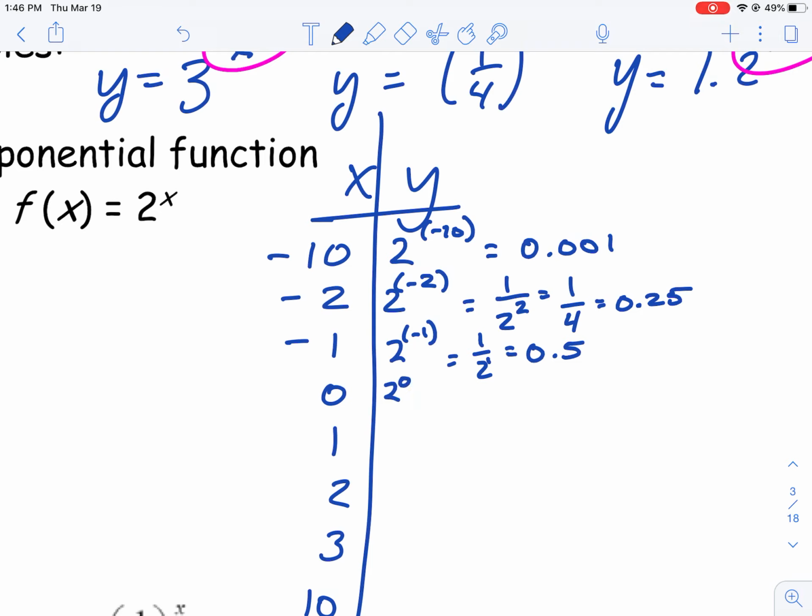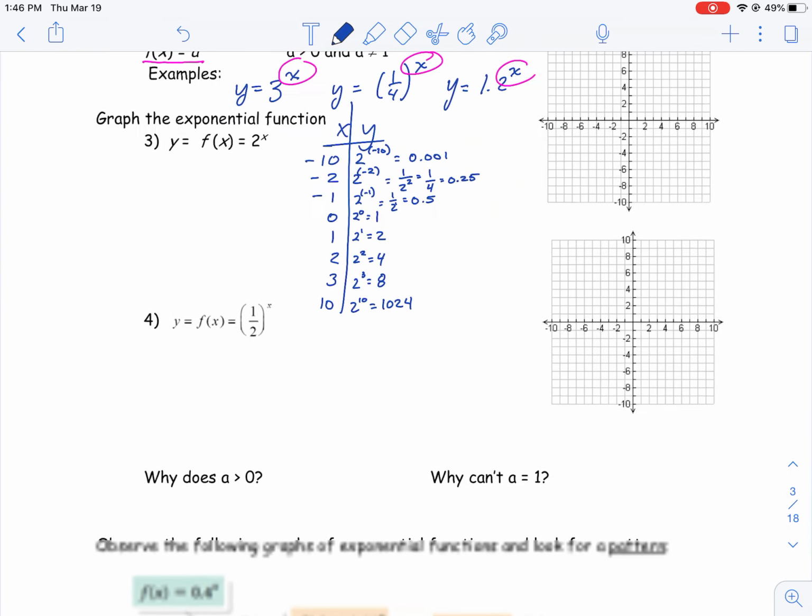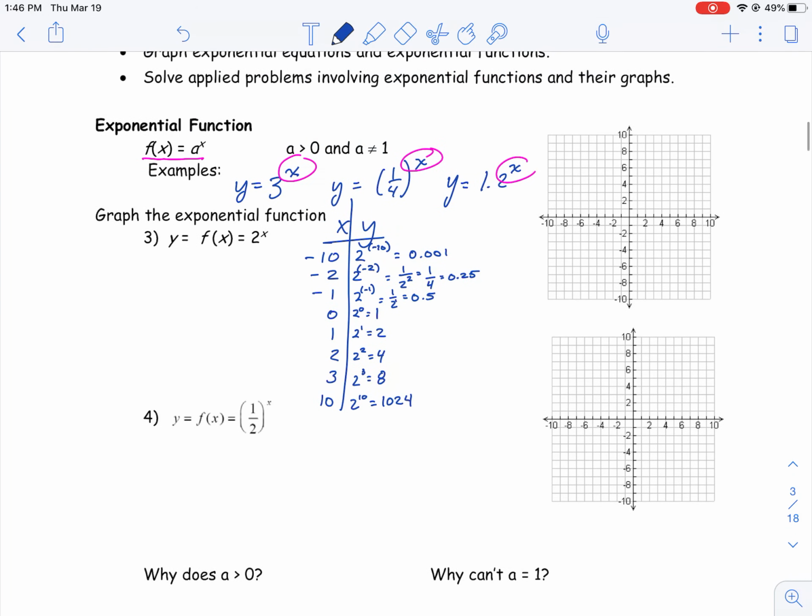Here we get 2 to the 0, which is 1. 2 to the first, which is 2. 2 squared is 4. 2 cubed is 8. And 2 to the 10th, we get 1024. And so you could see these numbers grow very quickly.